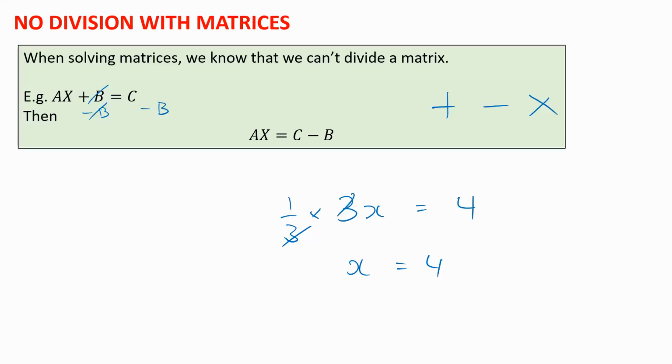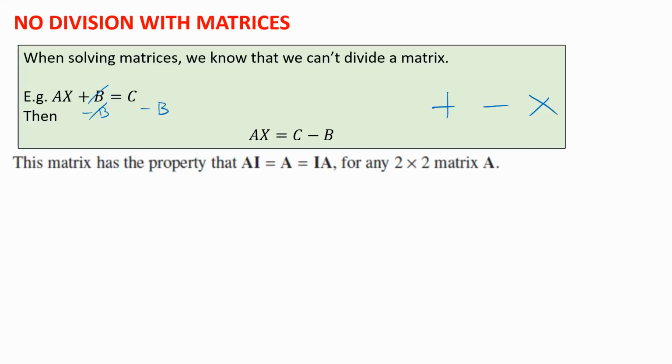So I didn't use any divisions there. I just used times by a third. So this is the concept of what inverse really is. The inverse is saying multiply by something so that it becomes 1. That's what you're trying to do. You're trying to multiply by something to give you 1.